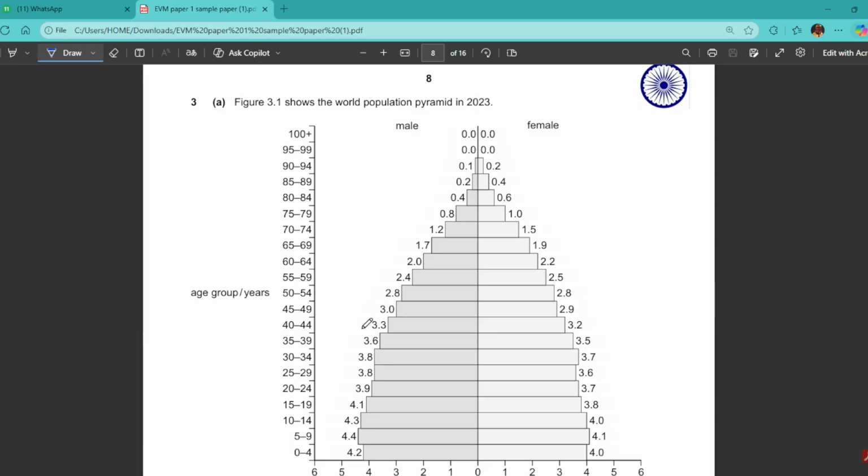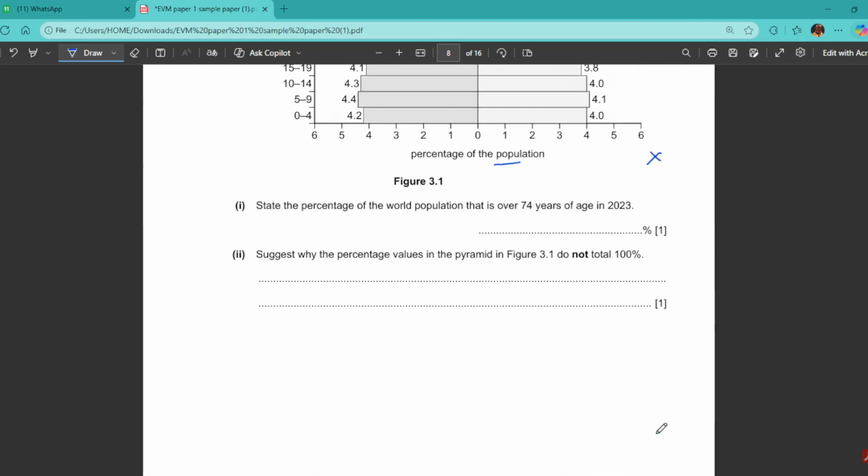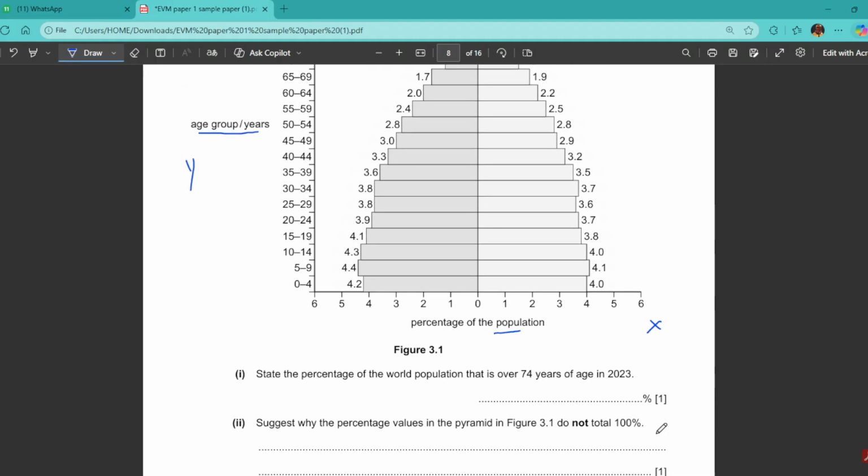Okay, now here we see the question says here figure 3.1 shows the world population pyramid in 2023. Fine. The male on the left hand side and the females population is on the right hand side. So on x-axis we have the percentage of population here, and age group in years is on the y-axis. Fine. Let's see what's the question here. Now, state the percentage of the world population that is over 74 years of age in 2023.